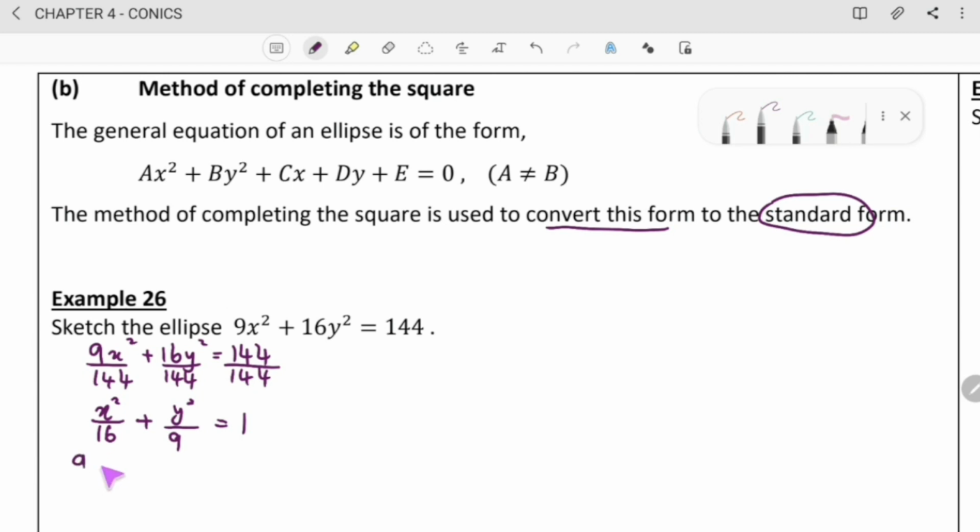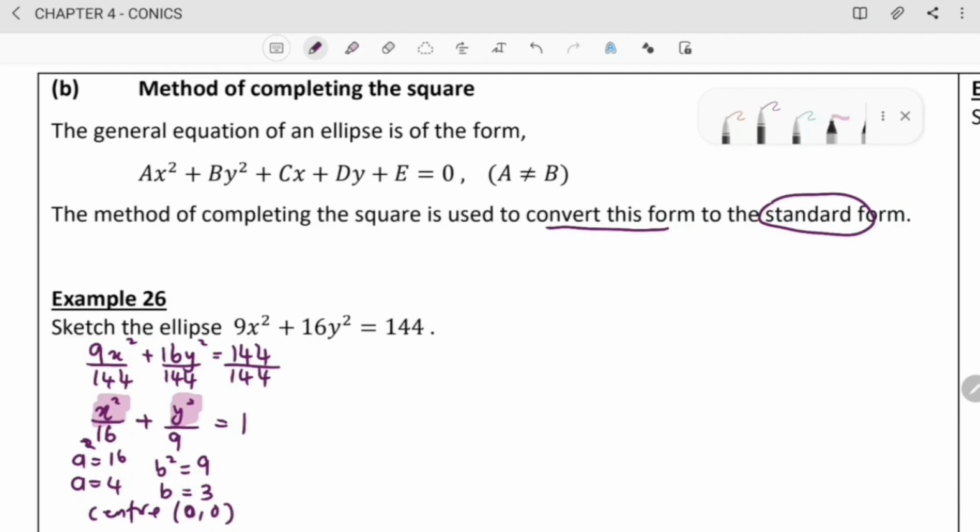So we know that a squared is 16, which means a is equal to 4, and b squared is equal to 9, and b is 3. So from here we know that our center is 0, 0. So we have center is 0, 0.